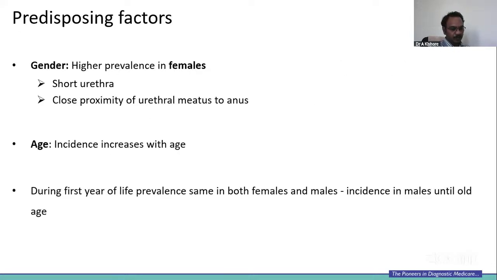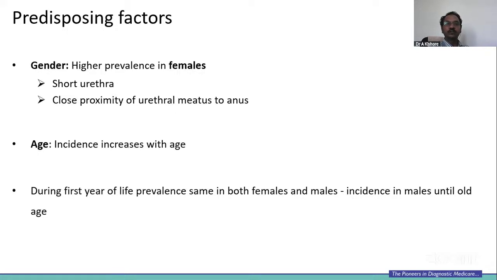For the causes of urinary tract infections, there are certain predisposing factors that can lead to an increase in the rate of urinary tract infections. Mainly, one is gender: there is a higher prevalence in females, due to the short urethra and close proximity of the urethral meatus to the anus. And age: there is an increased incidence of urinary tract infections with age.